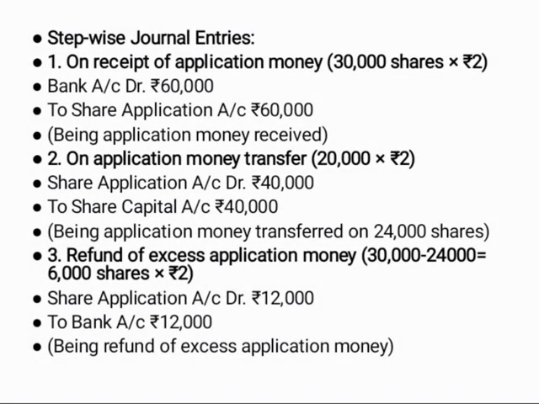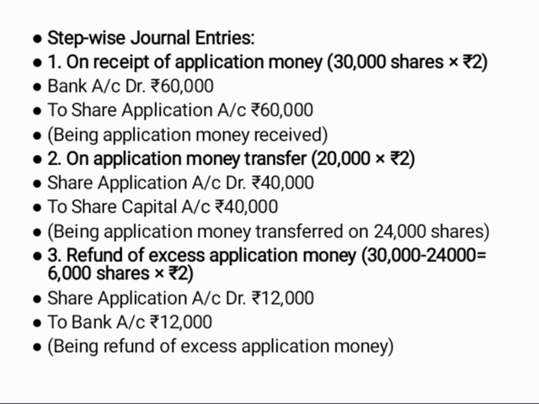Now we will see the journal entries. In the first application stage, there are 4 journals applicable. In the first journal we are receiving the application money, in the second journal we transfer the application money to the share capital, the third one is the refund, and the fourth one is the pro rata adjustment. First, we are receiving the application money for 30,000 shares at rupees 2 each. So 30,000 into 2, 60,000. Bank account debit to share application account, being application money received for 30,000 shares into 2.